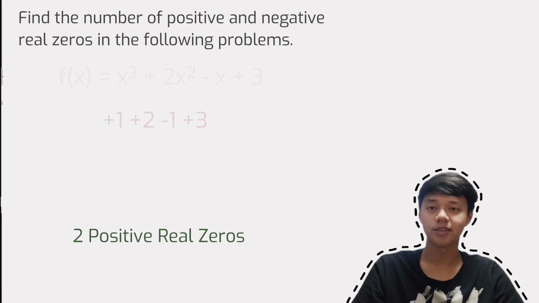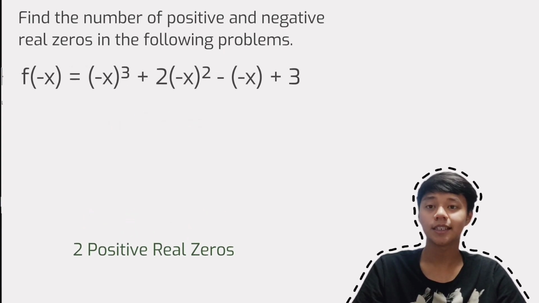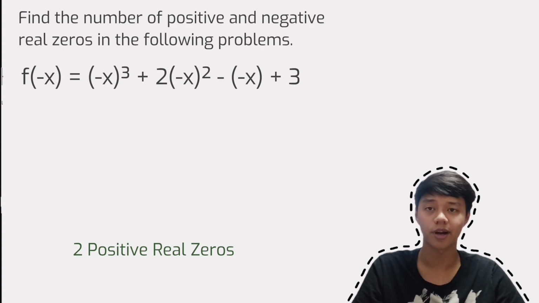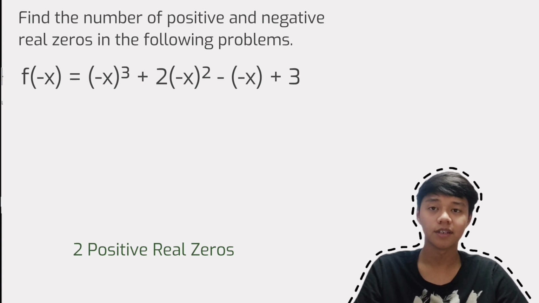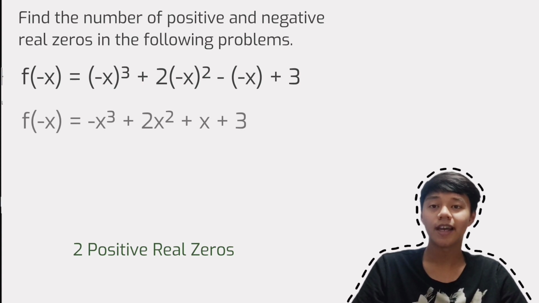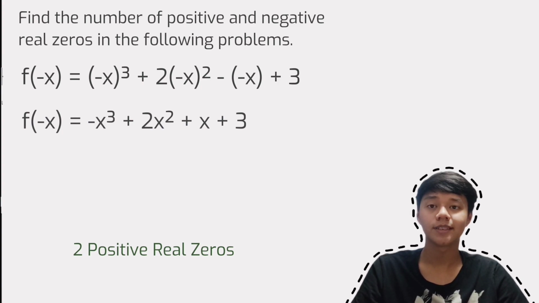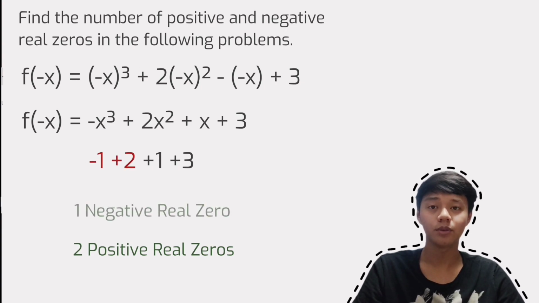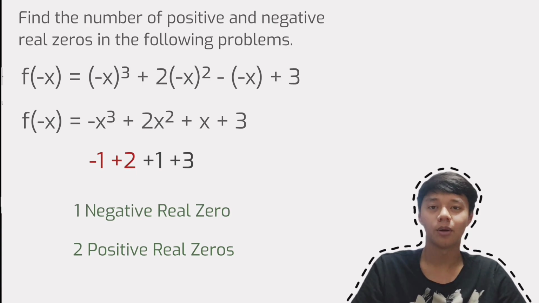Now, for the negative zeros. f of negative x is equal to negative x cubed plus 2 times negative x squared minus negative x plus 3. Negative x 3 times is negative x cubed. Negative x 2 times means it's positive, so it's positive 2x squared. Negative times negative is positive, so it's positive x. f of negative x is now equal to negative x cubed plus 2x squared plus x plus 3. The coefficients are negative 1, positive 2, positive 1, and positive 3. It changes sign between negative 1 and positive 2. There is one negative real zero.